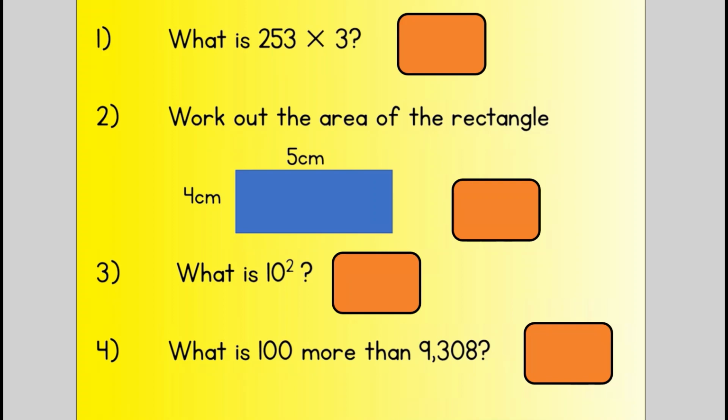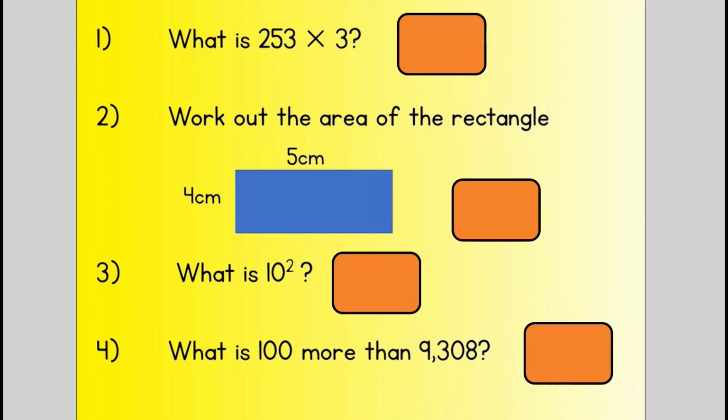Your first question is, what is 253 times by 3? Your second question is, work out the area of the rectangle. Your third question is, what is 10 squared? And your fourth question is, what is 100 more than 9,308? So pause the video here, work out these questions. So it's your turn, off you go.